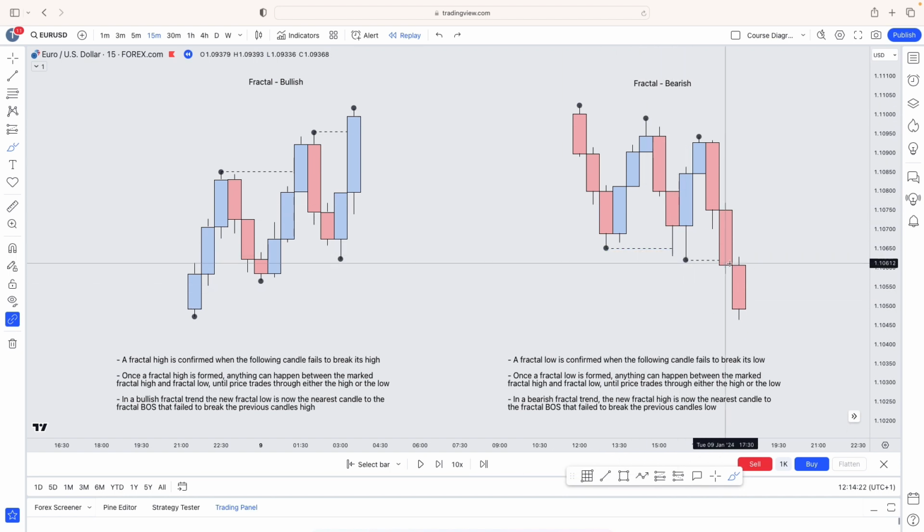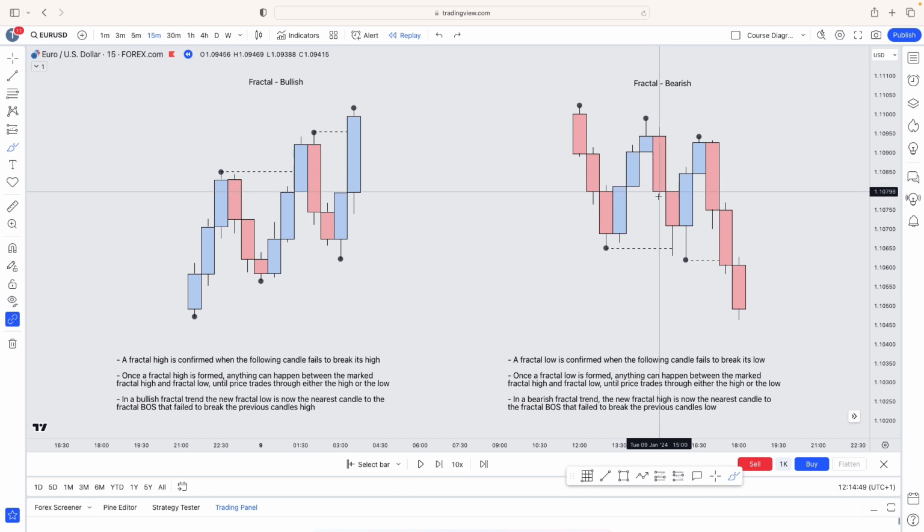We need to find where our fractal high is that caused that structure break. In a bearish fractal trend, the new fractal high is now the nearest candle to the fractal break of structure that failed to break the previous candle's low. So this is where the fractal structure was broken. And if we look at this candle, it broke the previous candle's low, right? This is the previous candle's low here, and this candle broke this previous candle's low. So therefore, this is obviously not the fractal high.